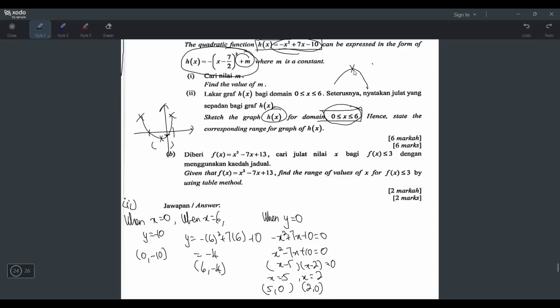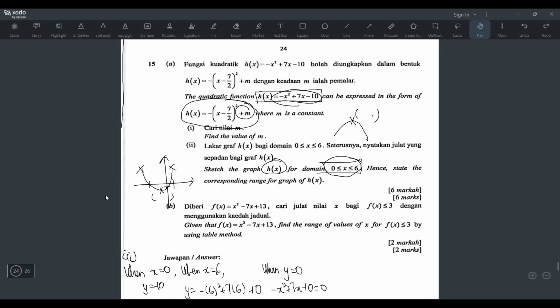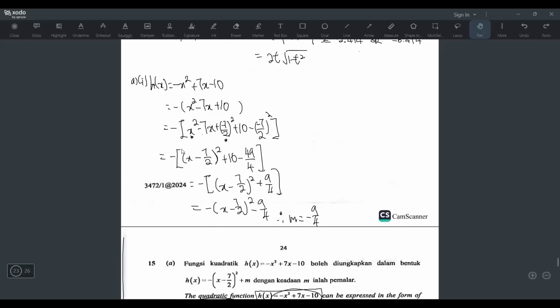You know why? Because the a is negative. Okay, so can you tell me how to find the maximum point? Actually, no need to find, really. Because do you remember just now you did the vertex form? And do you know when you change to vertex form, you can get your maximum point, your turning point, from your vertex form, right?